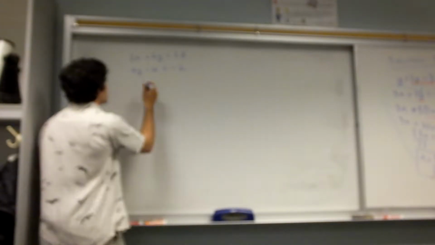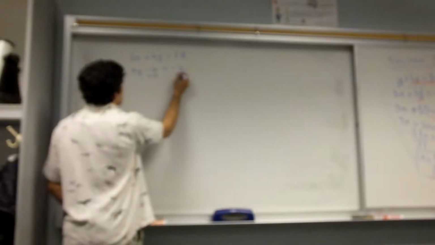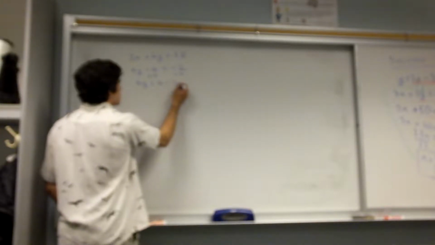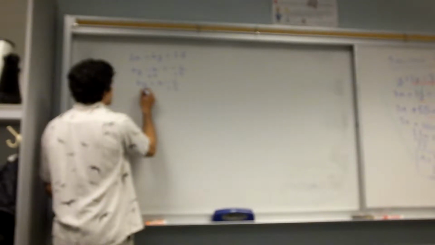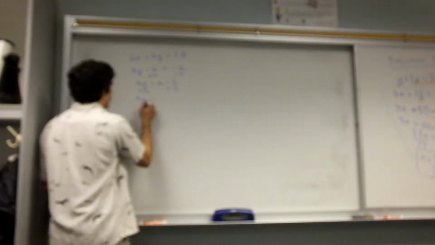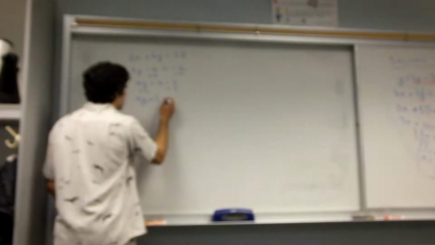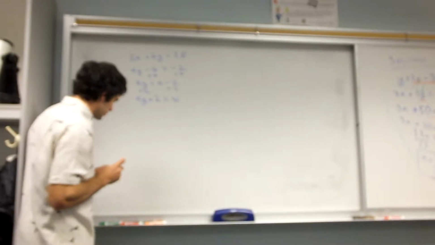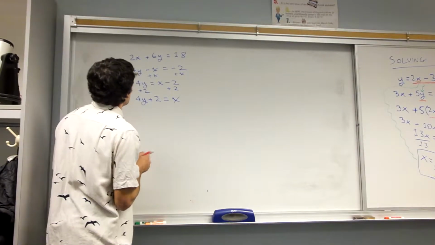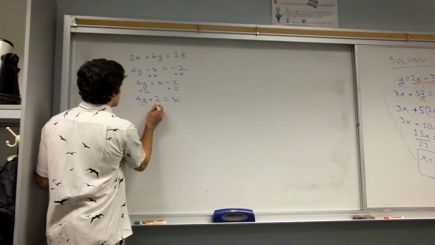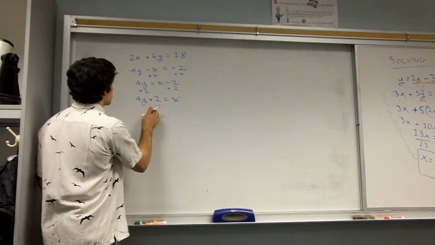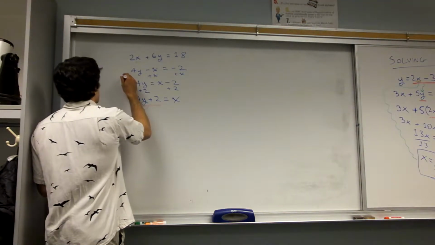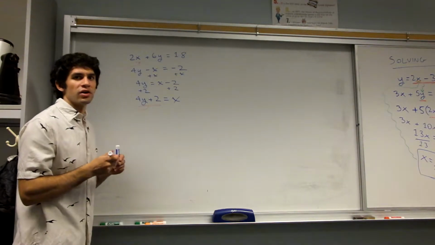And what we can do is, if we add x to each side, we get 4y is equal to x minus 2. And then if we add 2 to each side, we get 4y plus 2 is equal to x. So now we've solved this for x. So I'm going to underline this because this is equal to x. And I'll also underline this because we're going to take this and put it into this equation right over there.